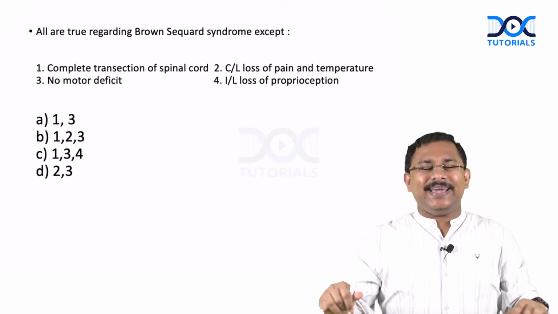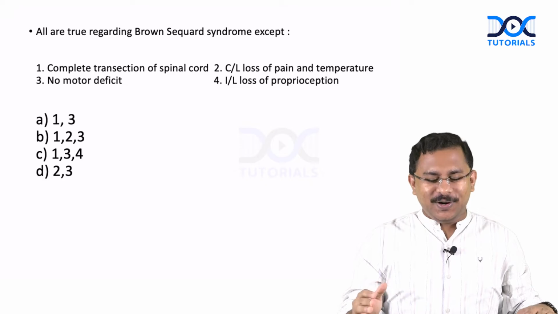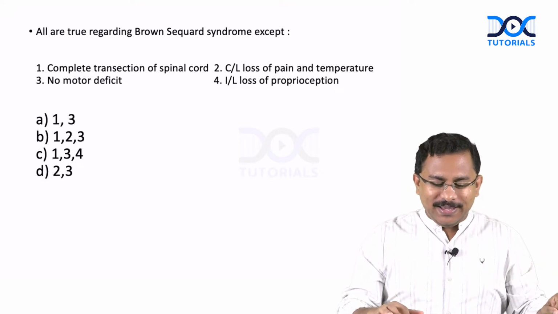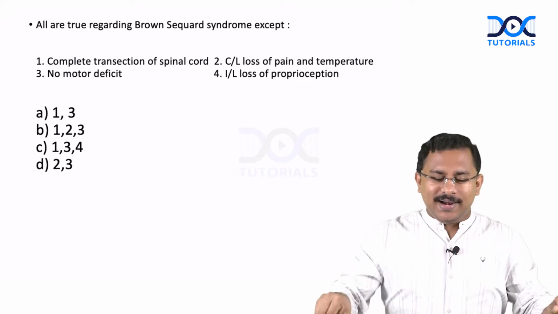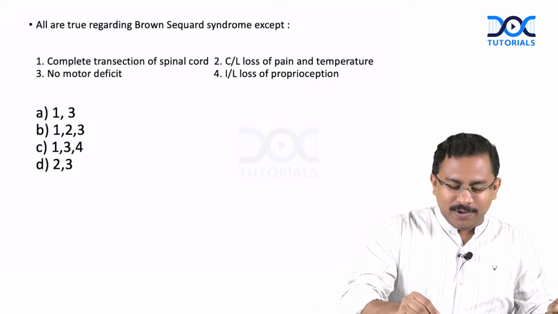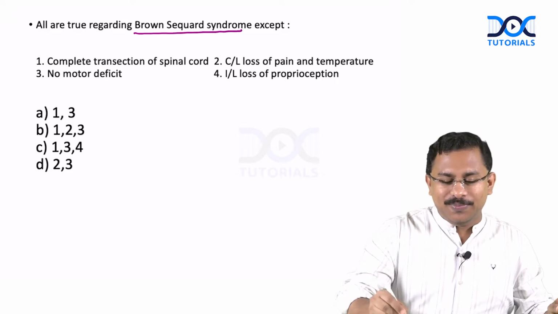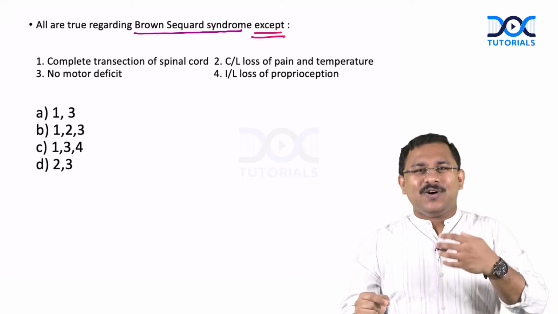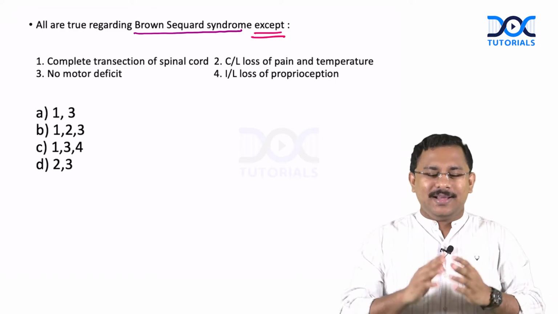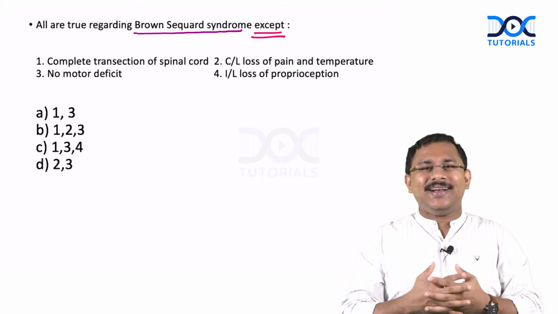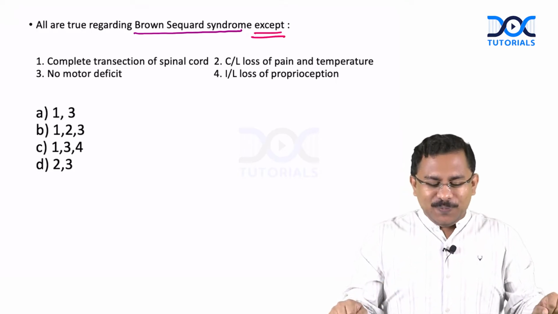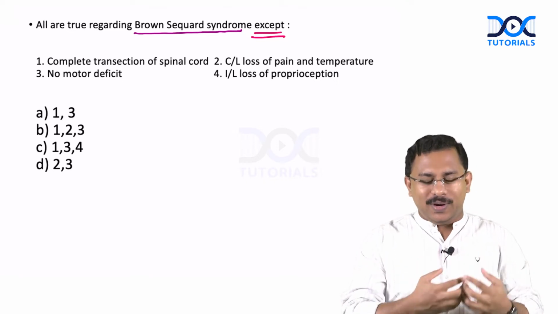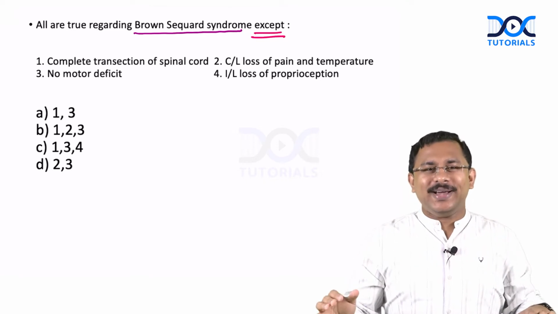So the next question is again a question pertaining to the spinal cord. You had two questions from this spinal cord segment. All are true regarding Brown-Sequard syndrome, except one is complete transection of spinal cord, contralateral loss of pain and temperature, no motor deficit, ipsilateral loss of proprioception. You had various combinations, like option A was 1 and 3, 1, 2 and 3, 1, 3 and 4, 2 and 3. So these were the options.